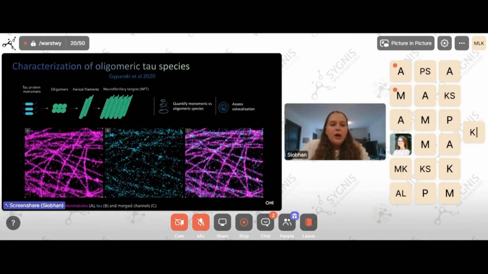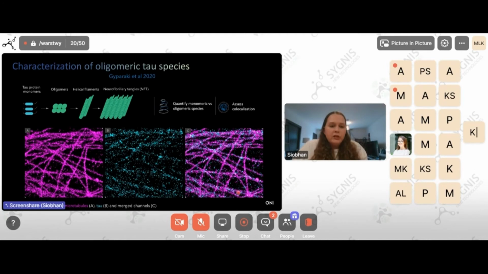The way they did that was they labeled the tau protein, which you can see here in cyan, and then they labeled the microtubules, which are in purple. They wanted to see the co-localization of these two signals, and then use clustering to quantify how much tau protein was associated with the microtubules. And in this case, the microtubules were just provided as a mask.